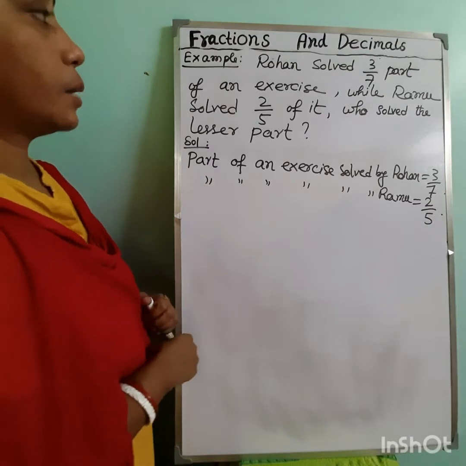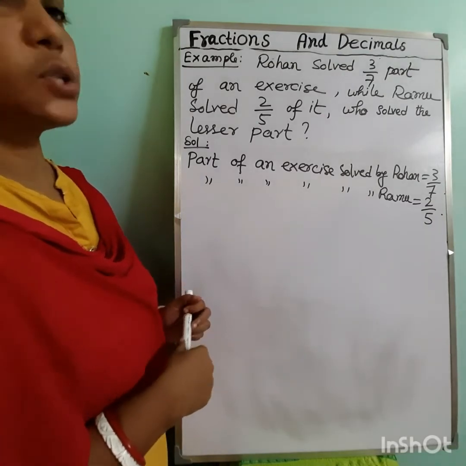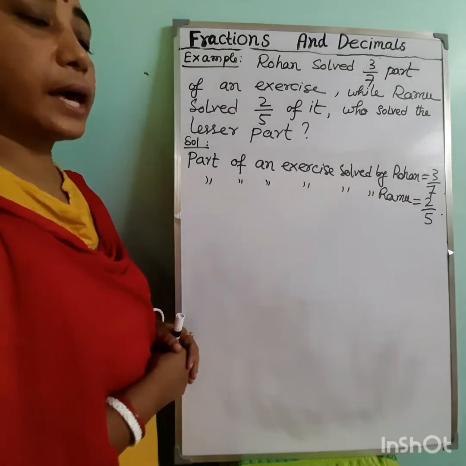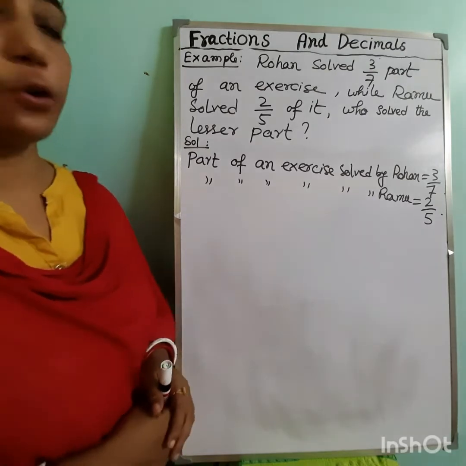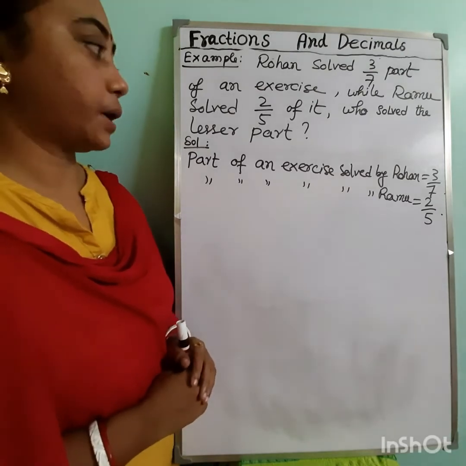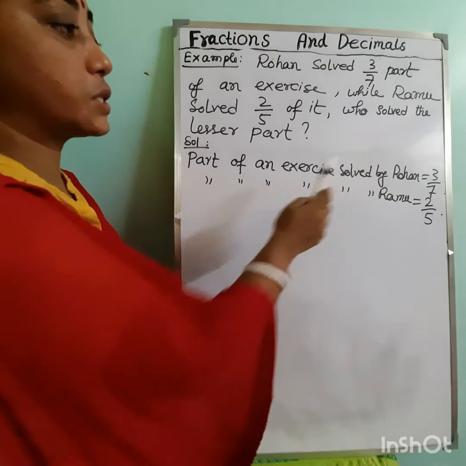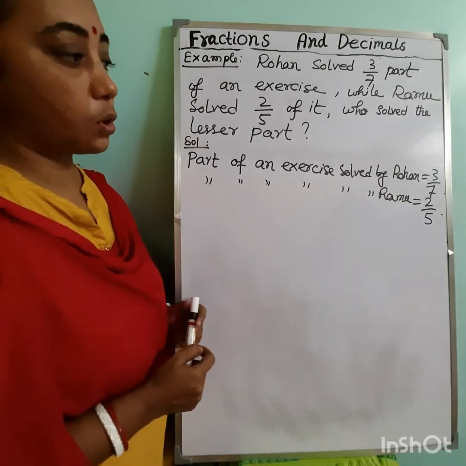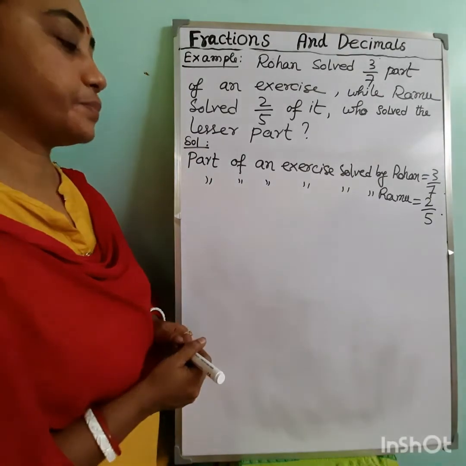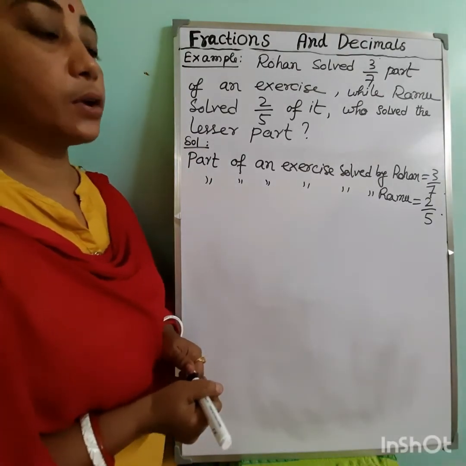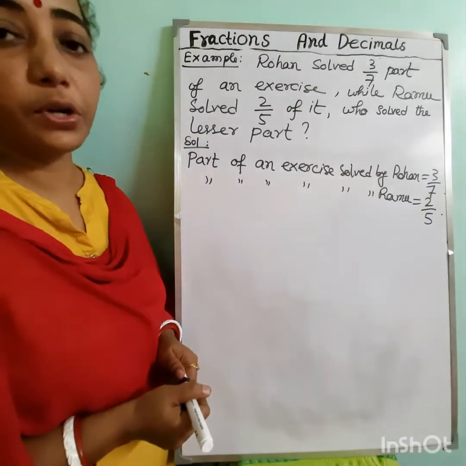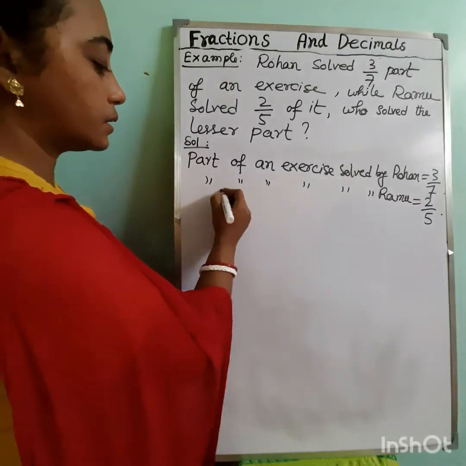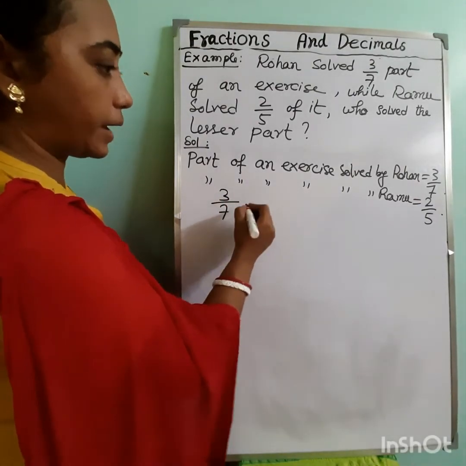Let us see an example. Rohan solved 3 by 7 part of an exercise while Ramu solved 2 by 5 of it. Who solved the lesser part? So the part of an exercise solved by Rohan is equal to 3 by 7 and the part of an exercise solved by Ramu is equal to 2 by 5. So in this case, first we compare which fraction is greater, 3 by 7 or 2 by 5.